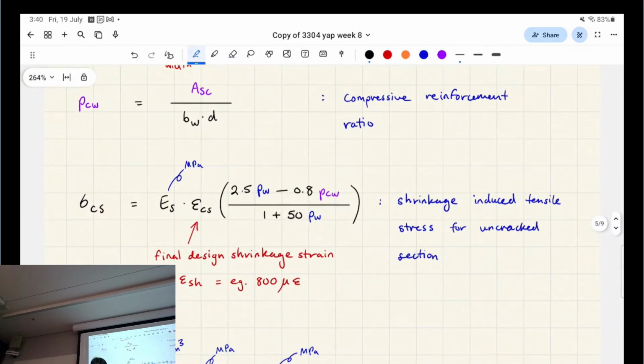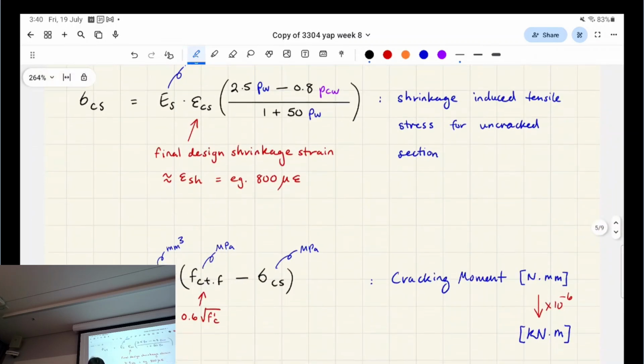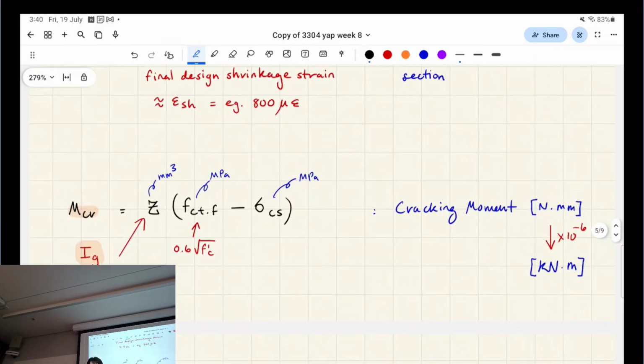Next, we have to calculate the shrinkage-induced stress for the uncracked section. Okay. So basically, firstly, I'll tell you where this plugs in before I explain this formula. Do you remember the calculation for cracking moment, which we did in week 4? Do you know where it's from, firstly? Okay. Basically, cracking moment, like Farhan said, is the moment at which it cracks. Makes sense, right? But it looks like this.